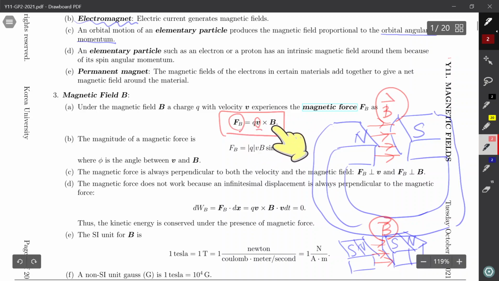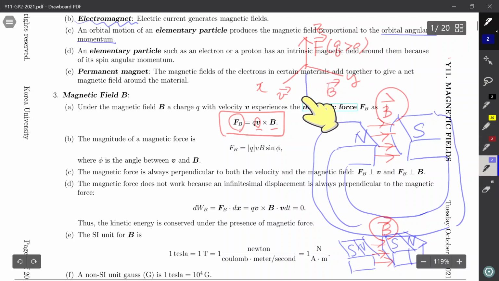This is a cross product. With x-axis, y-axis, z-axis, if V and B are perpendicular, the magnetic force F is along this direction if Q is positive. If Q is negative, F is opposite to this direction.